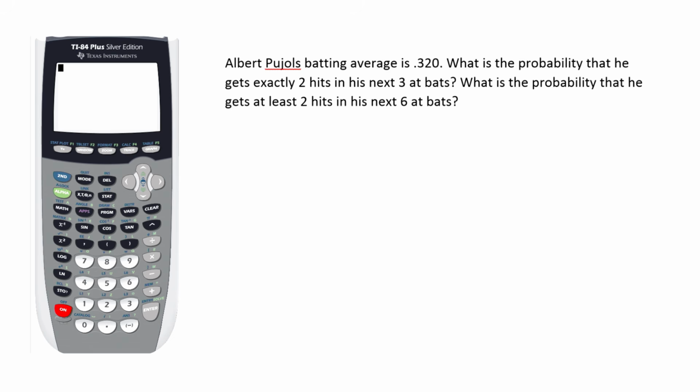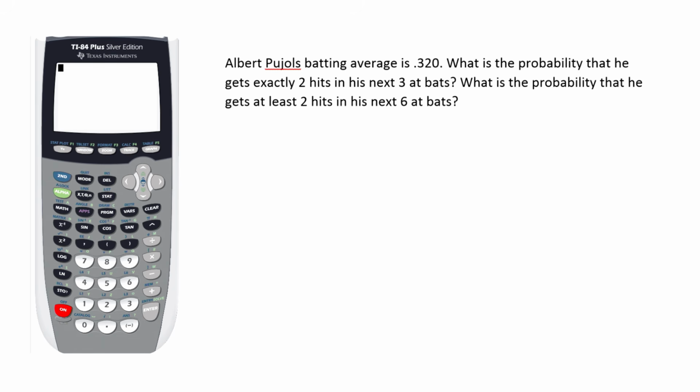So binomial probabilities are similar to other probabilities, only with binomial probabilities, only one of 2 things can happen. So for Albert Pujols, when he goes up to bat, he can either get a hit or not get a hit. He has to do one of those 2 things. And so we want to find the probability that he gets exactly 2 hits in his next 3 at-bats.